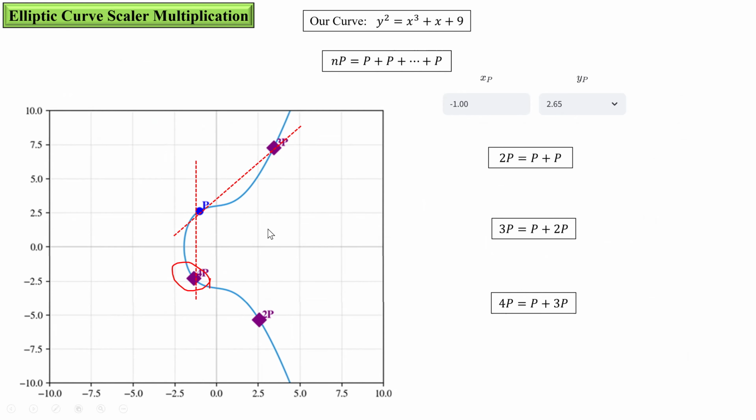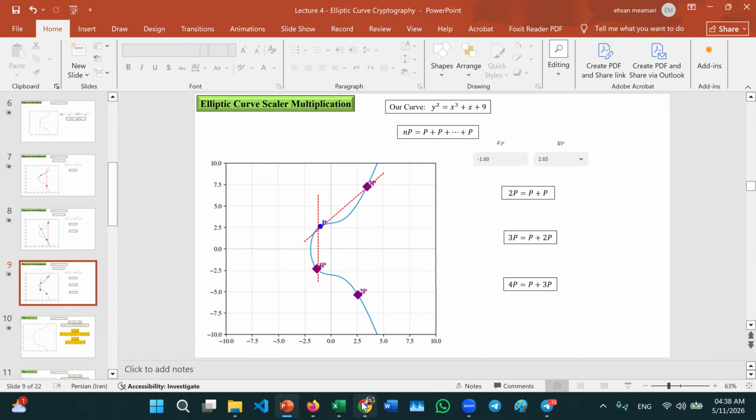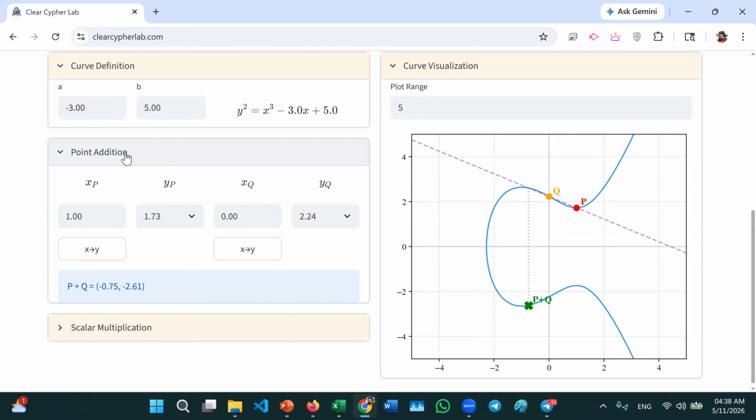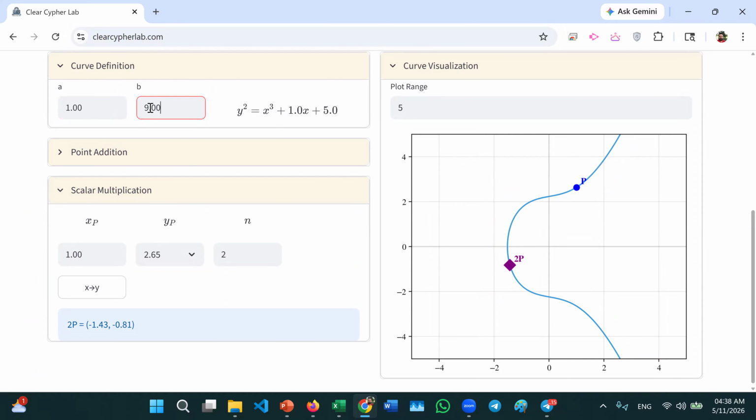Okay, on the website, we have the scalar multiplication also. So let's see the website. So this was the addition, and this is the scalar multiplication. The values of A and B are set here. I'm going to change the values of A and B into 1 and 9, which is the curve that we discussed in the PowerPoint, and you will see this curve more in the next lectures. Now we want to compute scalar multiplication of n times for the point P.